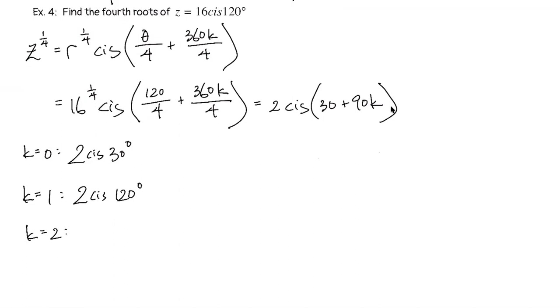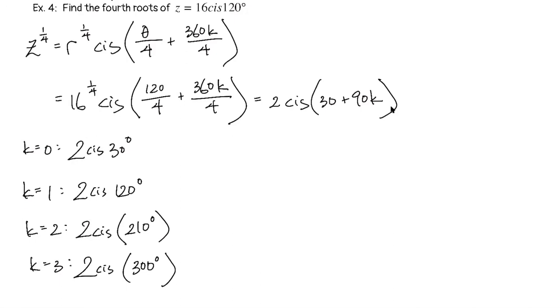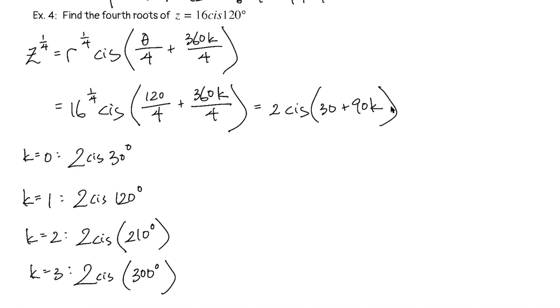I can do the same thing, plug in 2 and plug in 3, and I'm going to get 2 cis, what's the next angle? 210 and 300. Yeah, I'm going to take 120 and add 90. And then I'm going to take 210 and I'm going to add another 90. Good. And so those are your 4 roots for the complex number 16 cis 120. Okay. This corresponds to our 4 answers.